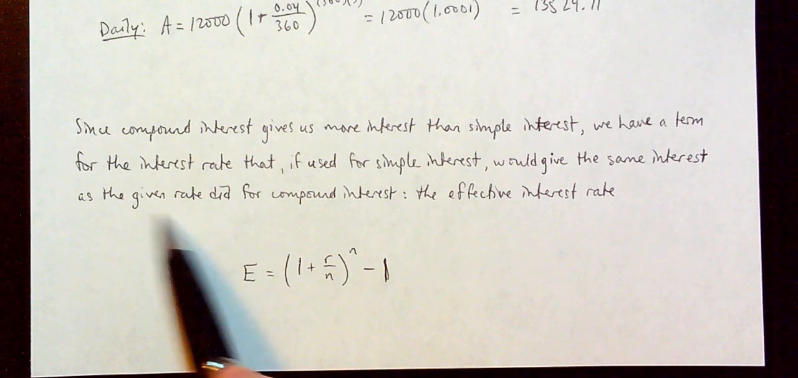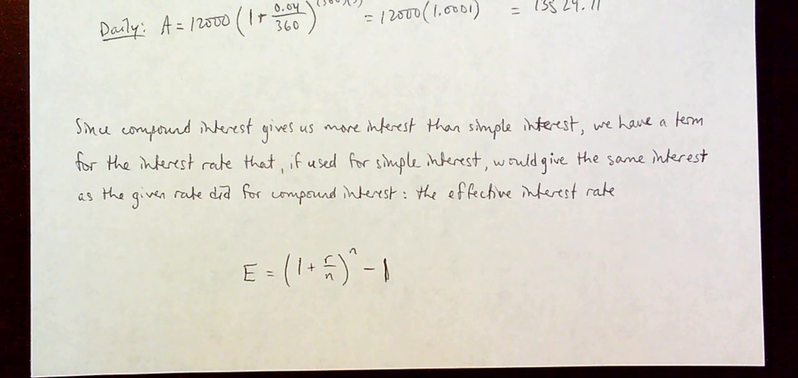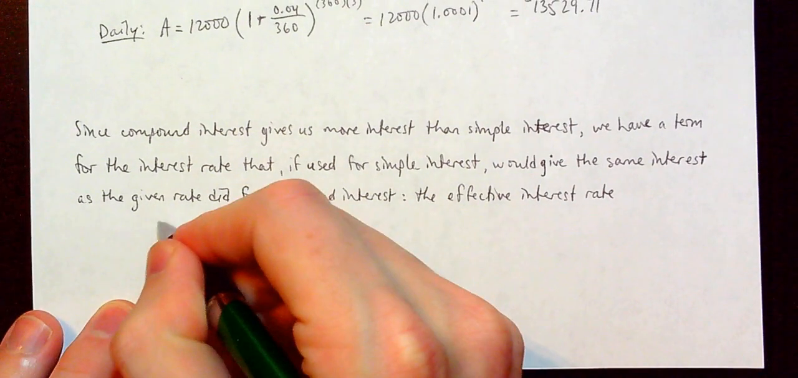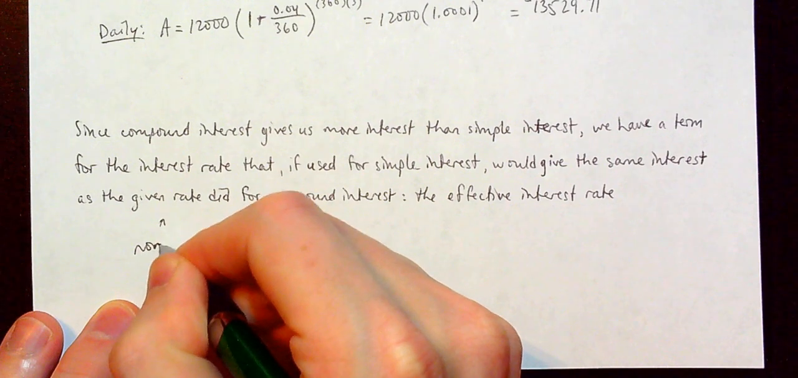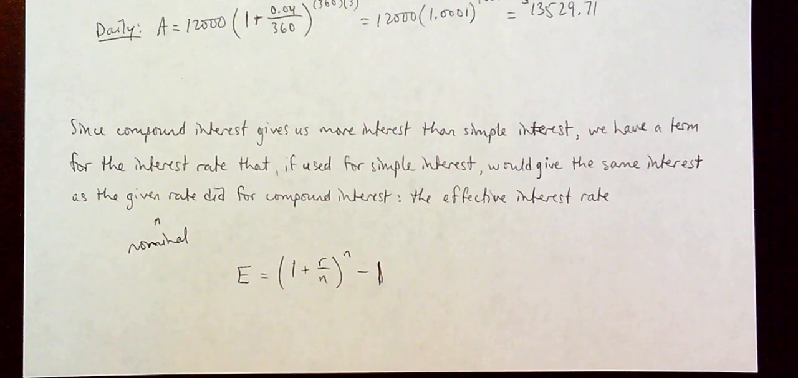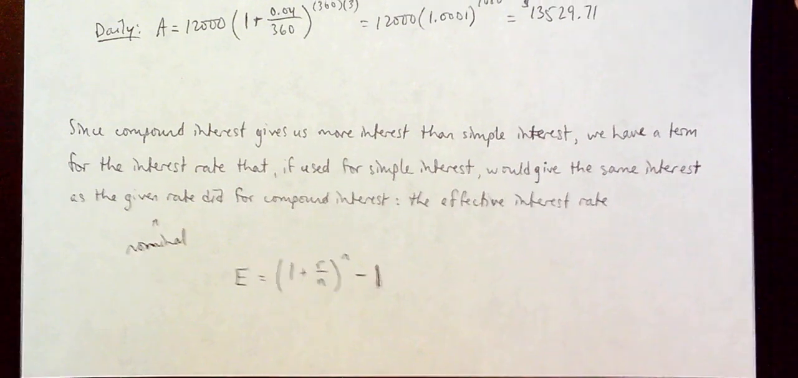The given rate that's stated to you in the contract for the investment or in setting up the savings account is known as the nominal rate of interest. And we have a formula that we can use to figure out the effective interest rate. It's only based on the nominal rate, R, and the number of times you compound per year, N. The effective interest rate, E, is 1 plus R over N, that whole thing raised to the Nth power, and then that number minus 1.